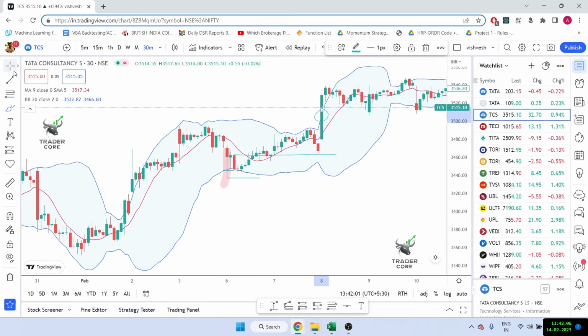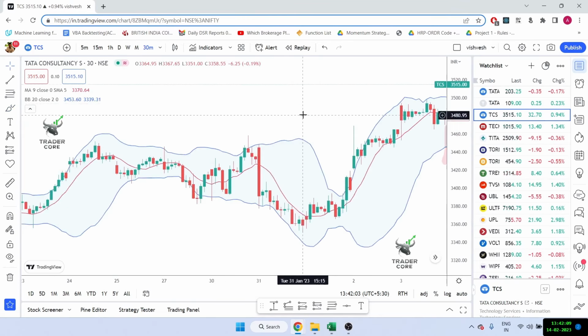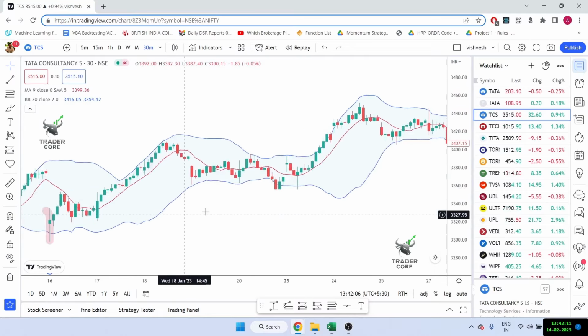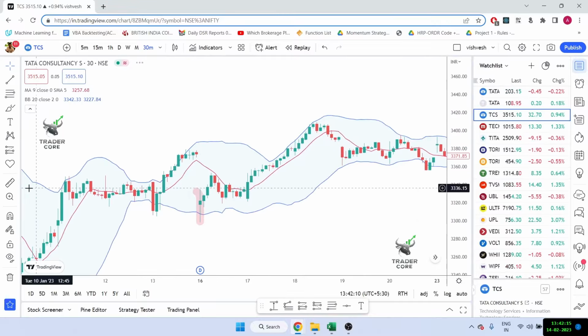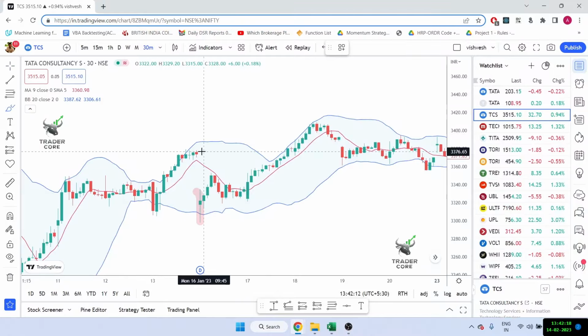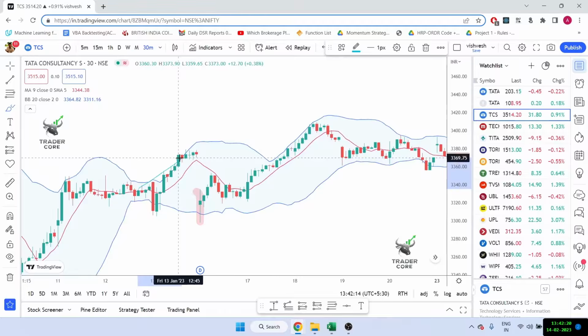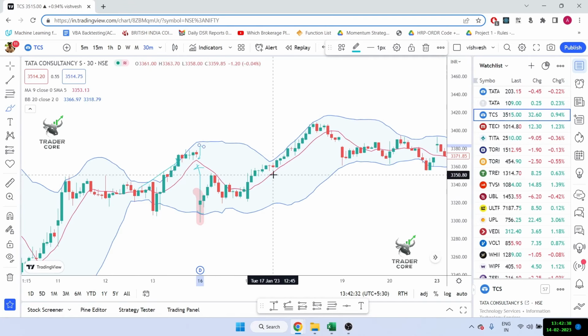Similarly, let me show you one more example here in TCS. Again, you will notice here, where I've marked the candle, the same thing has happened. The stock was going up relatively easily, and suddenly there's a gap down. But if you see here, the first condition is met. The difference between the moving average and the Bollinger Band is much more than the upper difference. So this shows that there is some problem with the price. There is a high chance that the stock will go up.